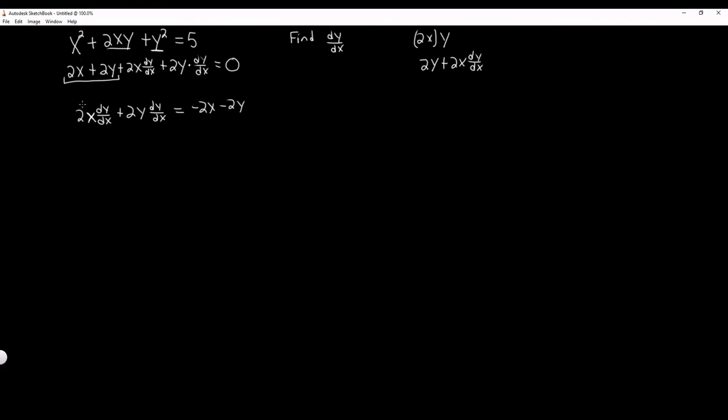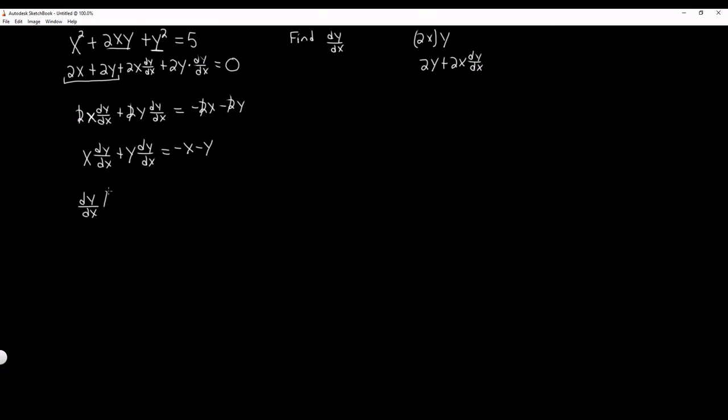We now can see that we have all these two coefficients. We can actually divide this whole thing by 2 and cancel them. So this will be equal to x times dy/dx plus y times dy/dx is equal to negative x minus y. So what we're going to need to do is pull out a dy/dx on the left hand side, so we just have one of them. We can just find dy/dx. So we're going to pull out a dy/dx on the left hand side.